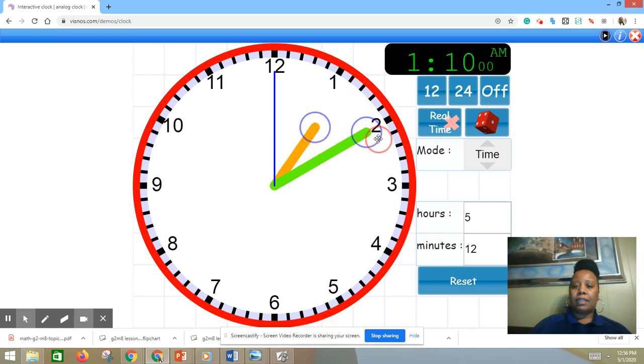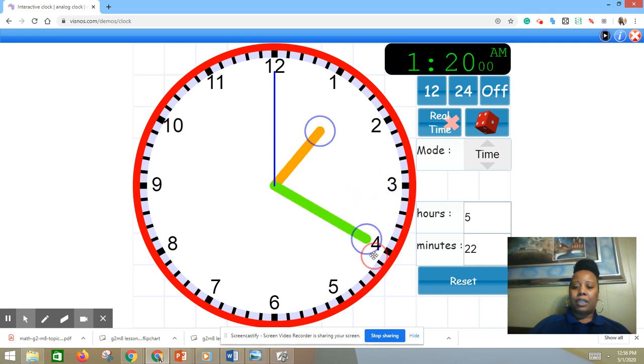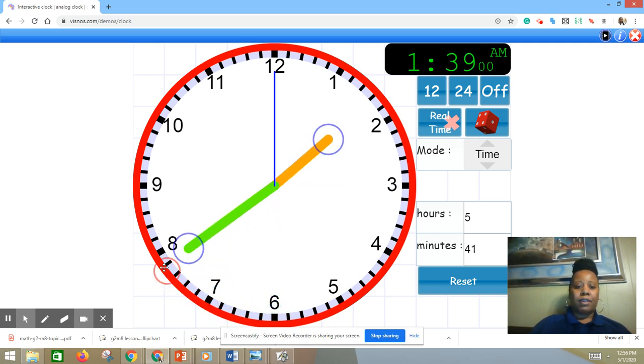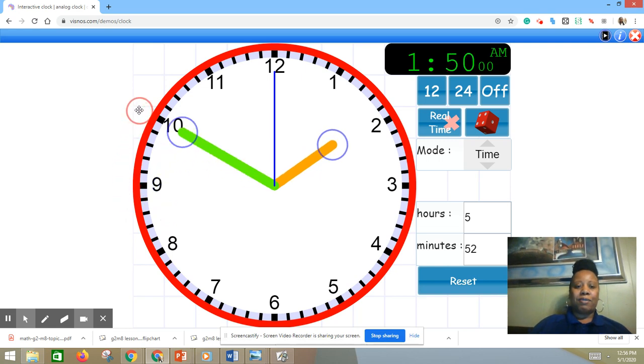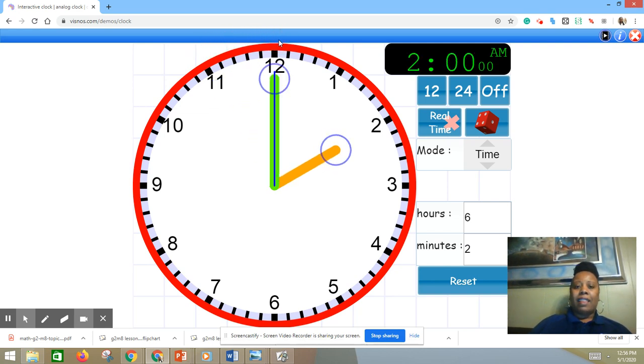5, 10, 15, 20, 25, 30, 35, 40, 45, 50, 55, and 60. That means there are 60 minutes in 1 hour. When we went all the way around again, we ended up now at 2 o'clock.